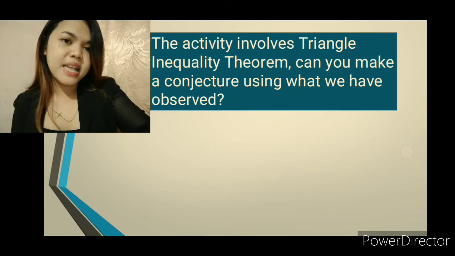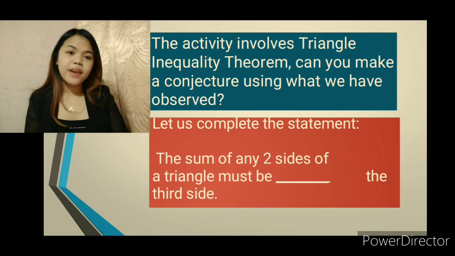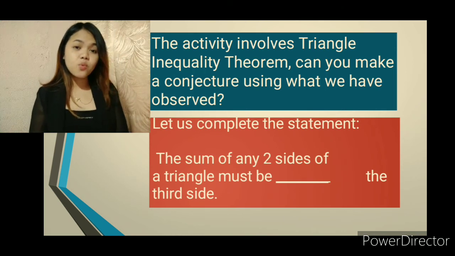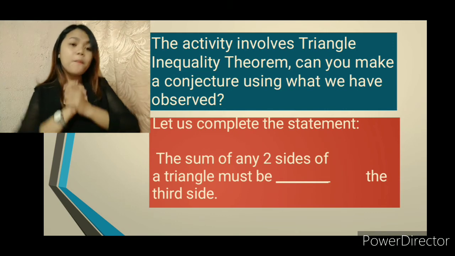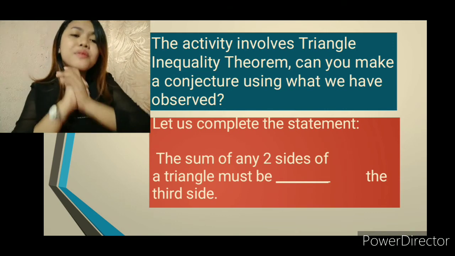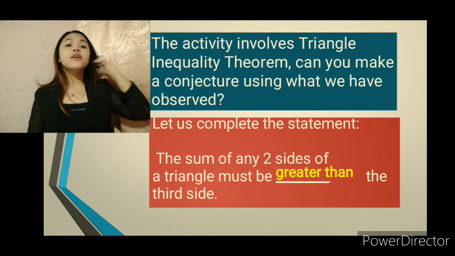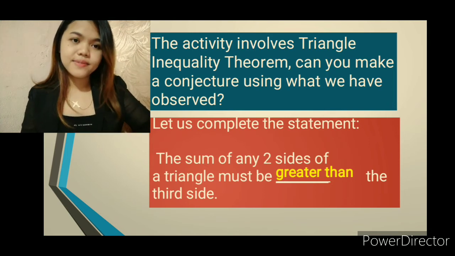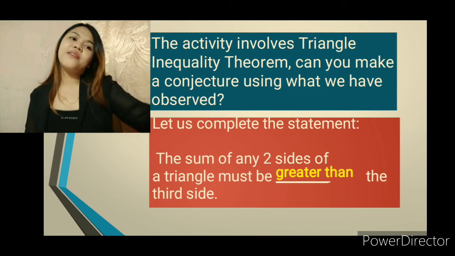So can you make a conjecture using what we have observed? Let's complete this statement. The sum of any two sides of a triangle must be blank the third side. So what's the correct answer? Okay, so must be greater than. Oh, very good. So must be greater than the third side. Is that understood, class? Okay, very good.